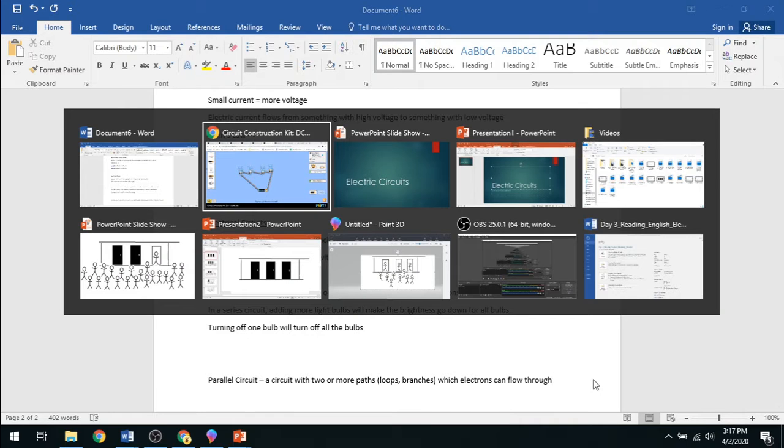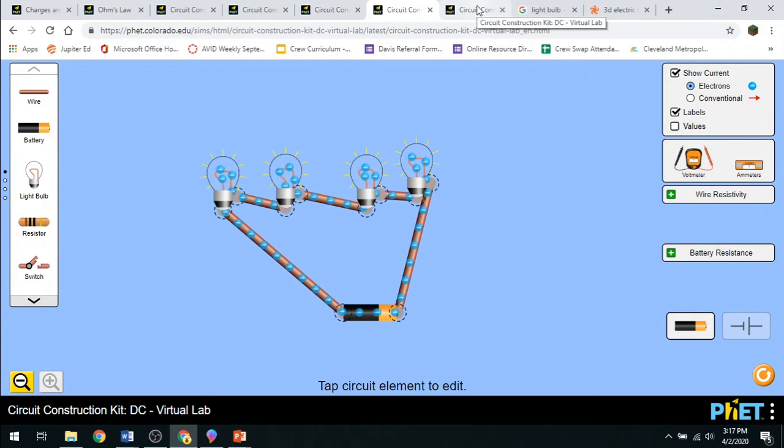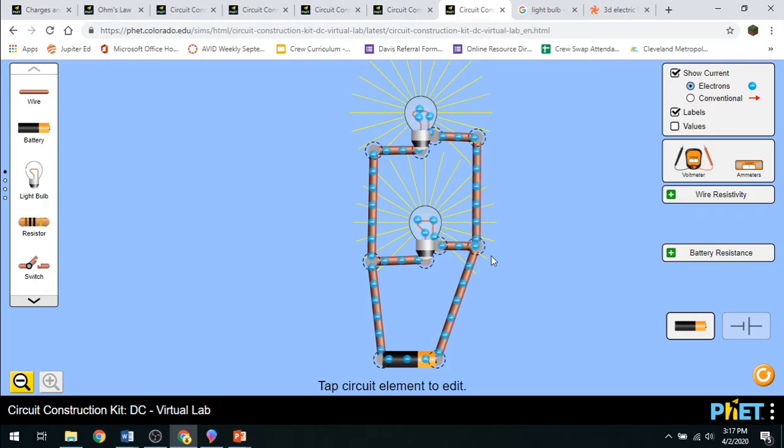So, let's look. I already built one here. And this is a parallel circuit. So it's called parallel because you can kind of see here, there's a line going across the top here and going across the middle here, which are kind of like 2 parallel lines. So that's what they're talking about.